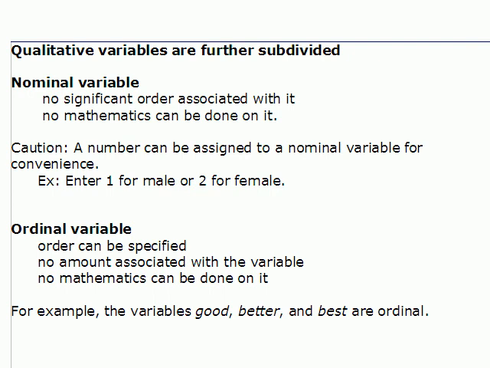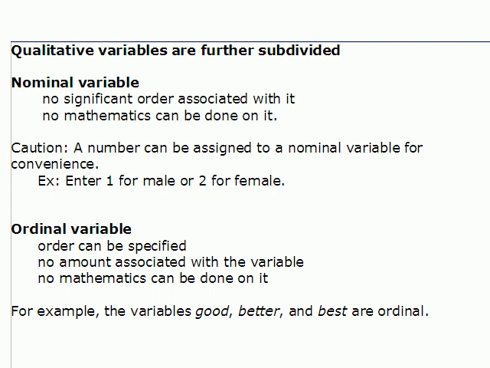Now we're going to look at another kind of qualitative variable, and that's called an ordinal variable. In an ordinal variable, order can be specified, but you can still do no mathematics, and there's still no amount associated with it. The classic example are the variables good, better, best. There's an order associated with them.